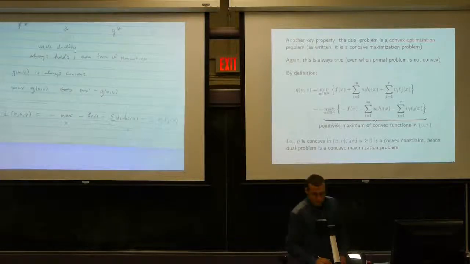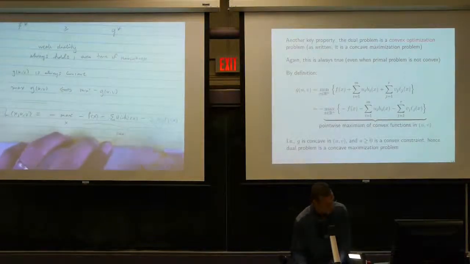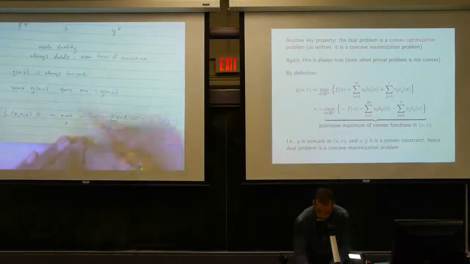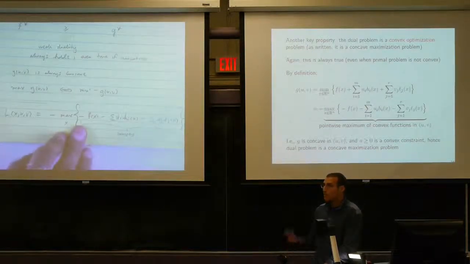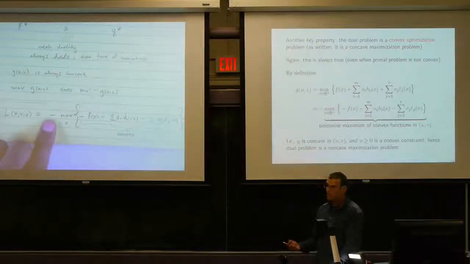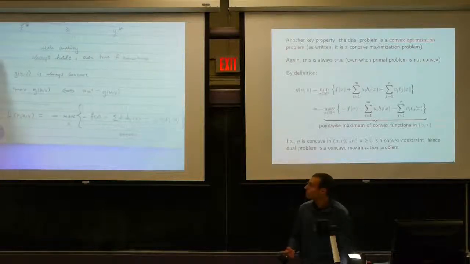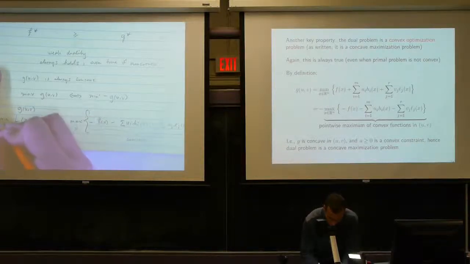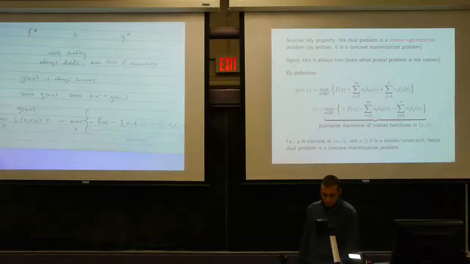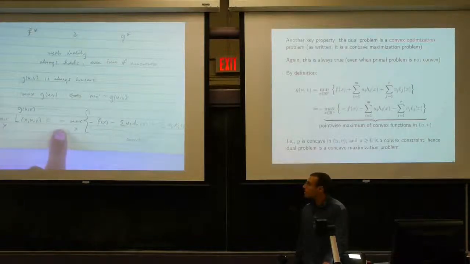And what am I doing? I'm taking a pointwise maximum of convex functions. Right, so this pointwise maximum now as a function of u and v is going to be convex. Then I take the negative of that, and it's concave. So I've just said that g(u,v), which is equal to the minimum of the Lagrangian over all x, is something that's minus a pointwise maximum of convex functions. So it's concave.